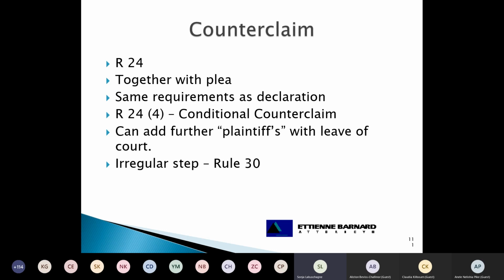And then also after our big discussion with regard to joinder and third parties, you can add further plaintiffs who've leaving the court here in the counterclaim. And again, if they haven't complied with the rules as we set out, you can ask for the regular steps proceedings in terms of Rule 30.